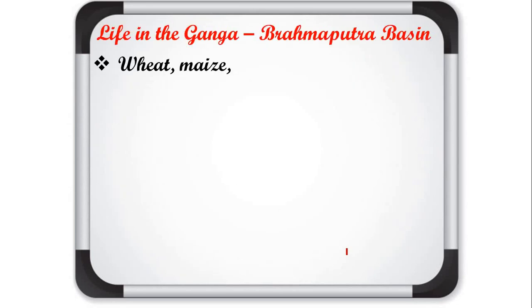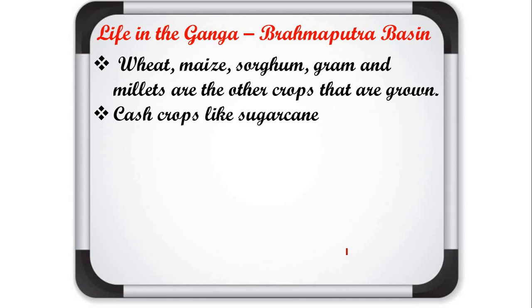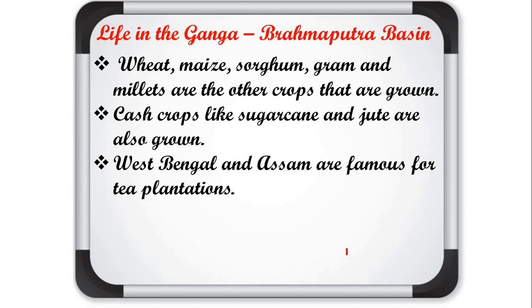And the other crops which are grown in these areas are wheat, maize, sorghum, gram and millets. Cash crops are the crops which are grown to sell in the market to earn money or profit. So the cash crops which are grown in these areas are sugarcane and jute. These crops also require a large amount of water. West Bengal and Assam are famous for tea plantation.